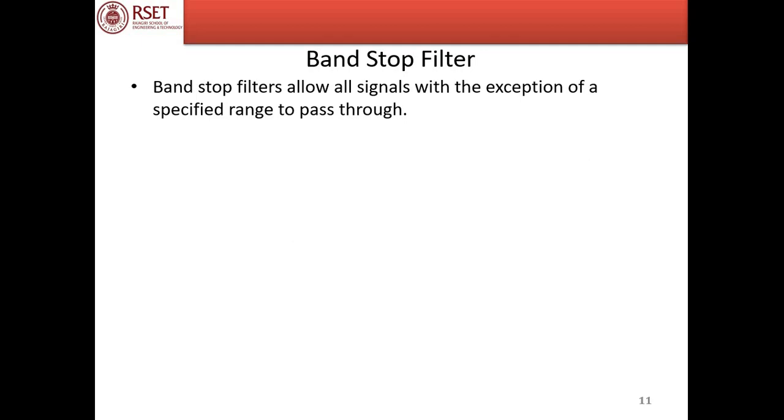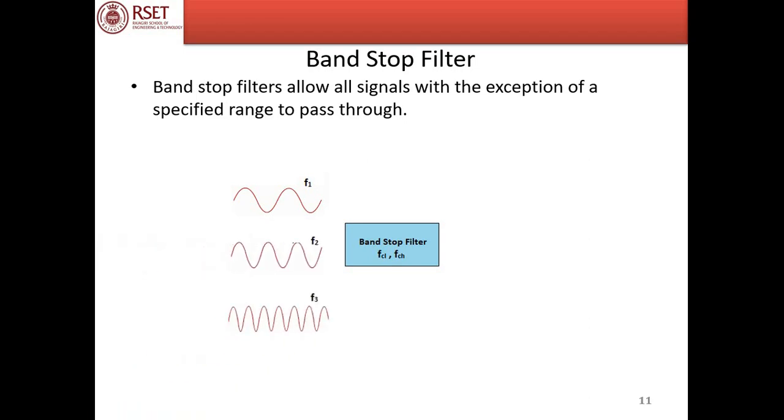Let us discuss this with an example. Consider a band stop filter designed with a lower cutoff frequency FCL and an upper cutoff frequency FCH. As in the previous examples, consider three signals with frequencies F1, F2 and F3. Let the relationship between the frequencies be as shown. F1 less than FCL less than F2 less than the upper cutoff frequency FCH less than F3.